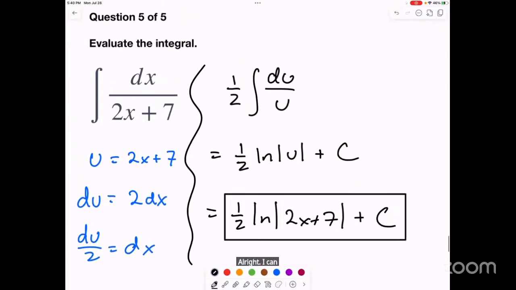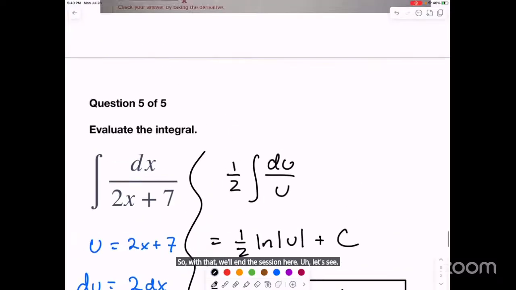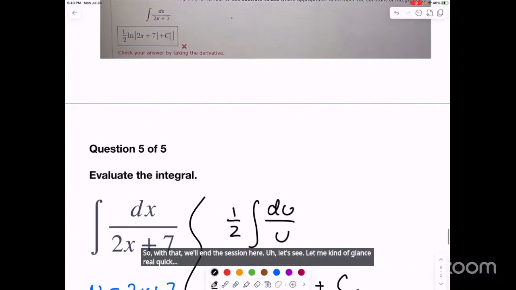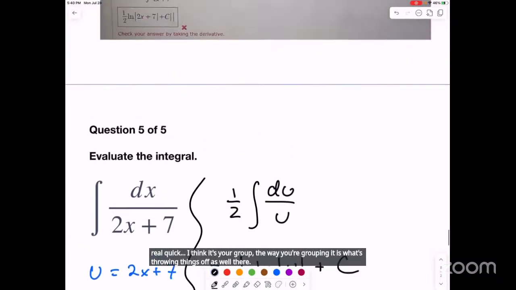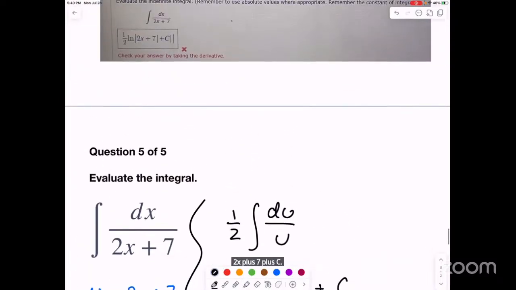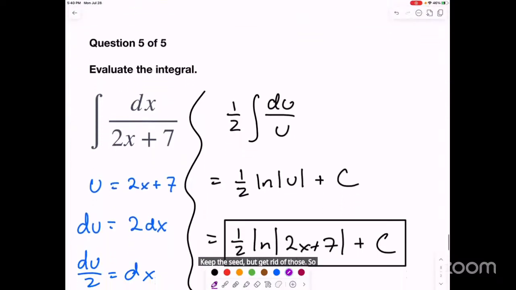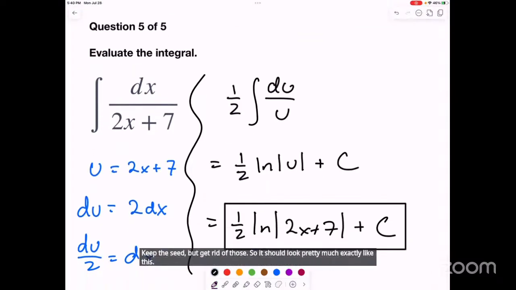I can't really think of anything else. So with that, we'll end the session here. Let me glance real quick. I think it's your grouping that's throwing things off. 2x plus 7 plus c. Yeah, it's a grouping, right? So get rid of these dual parentheses. Get rid of those, and I think you'll be okay. Keep the c, but get rid of those.